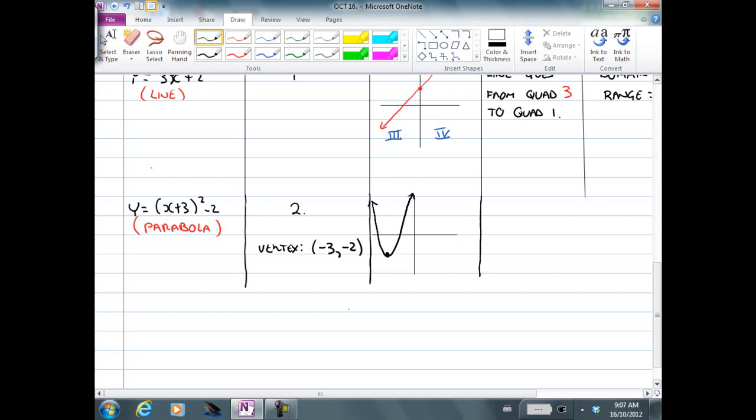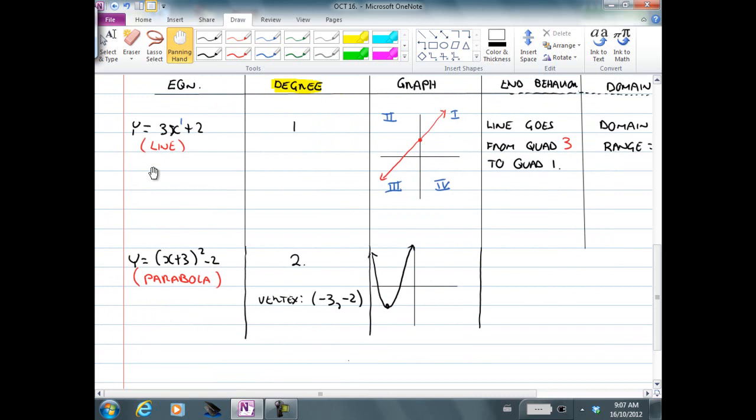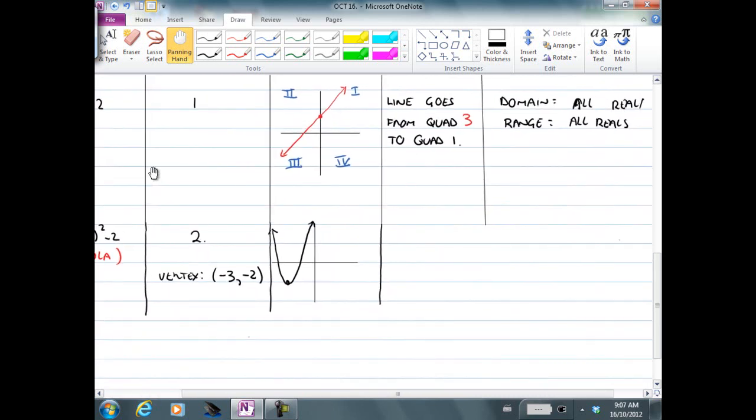See, it's going up. This is called a parabola. Very nice. So look at this. If my degree is 1, it will always be a line. If my degree is 2, it will always be a parabola. No exceptions to this rule whatsoever. Now, I want you to write down my end behavior.